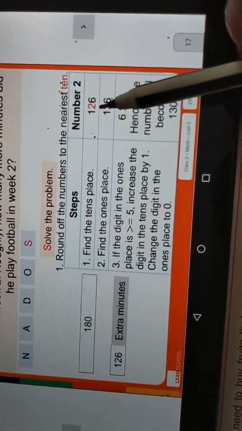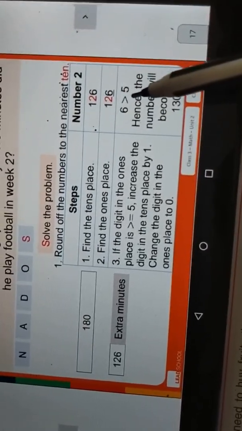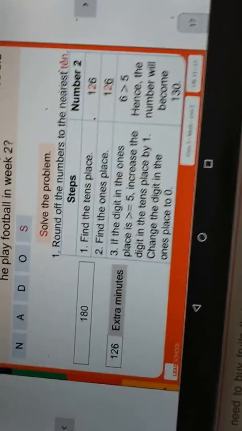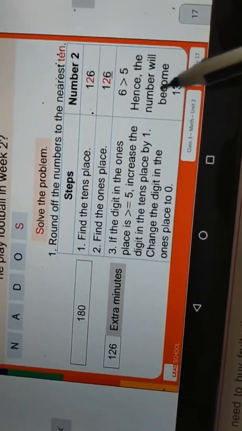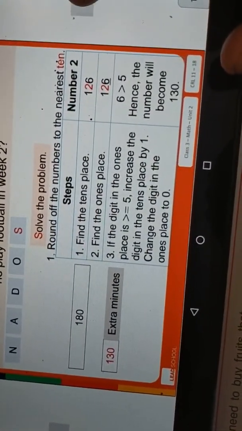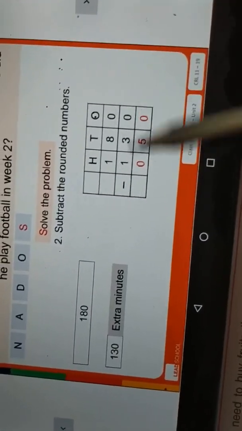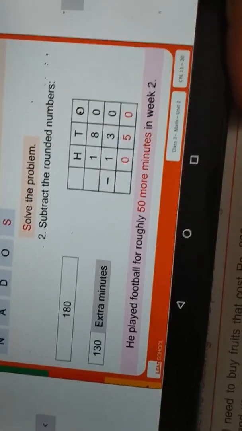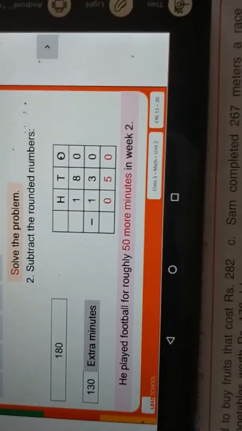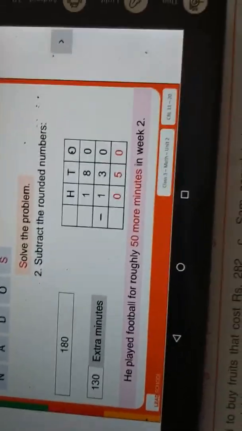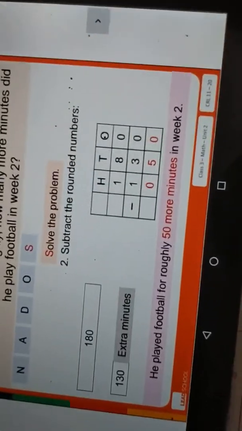Then the second number is 126. So what do we have to do? In 126, 6 is greater than 5, so we have to add one more. Hence the number will become 130. So 180 minus 130, the extra minutes is equal to 50. So he plays football for roughly 50 minutes more in week 2. 50 minutes week 2 में वो 50 minutes ज़्यादा खेल रहा है, ठीक है.